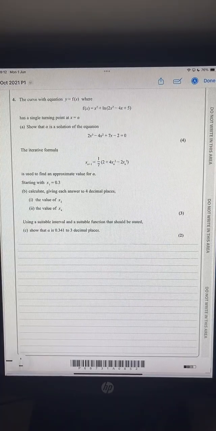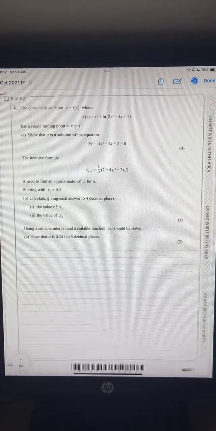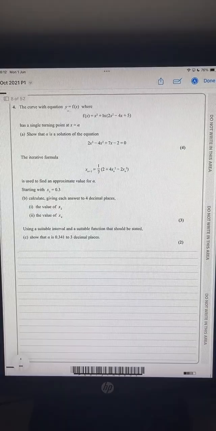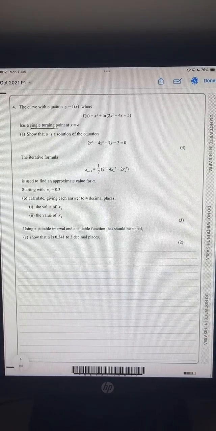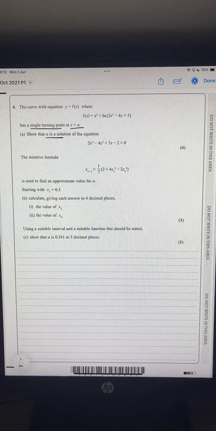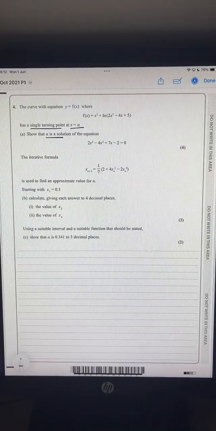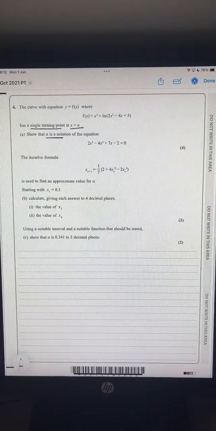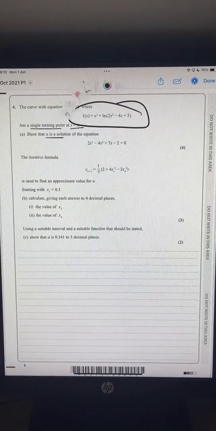Okay, question 4 is where it starts to get a little bit longer, but it's not too bad. So the curve with the equation y equals f of x, where f of x is this thing here, has a single turning point at x equals alpha. Show that alpha is a solution of the equation this. So we need to find the turning point of this function here.